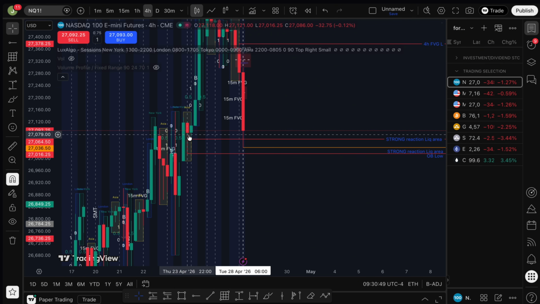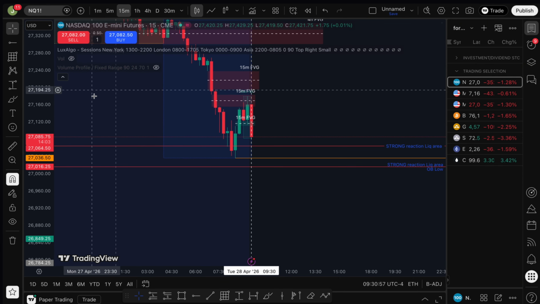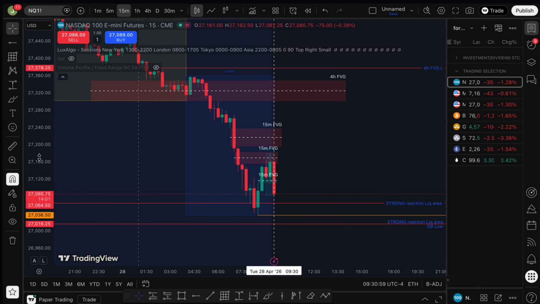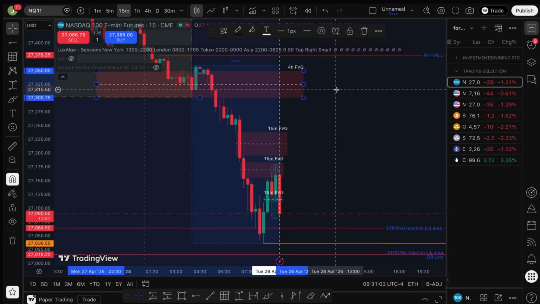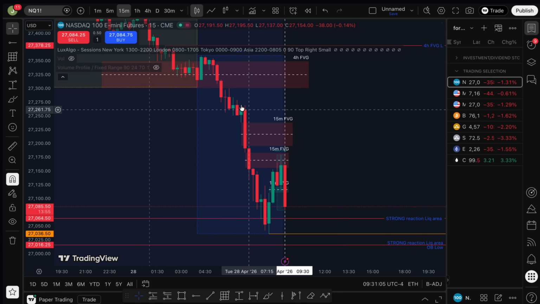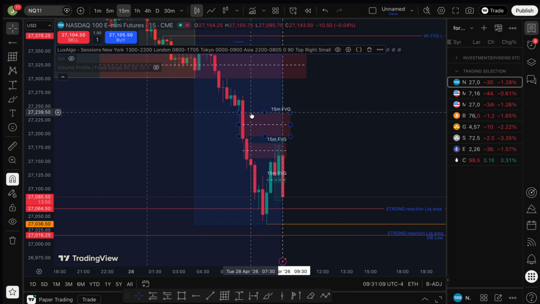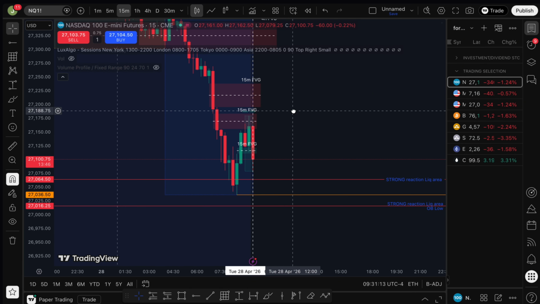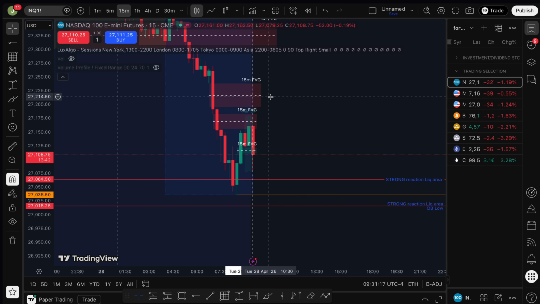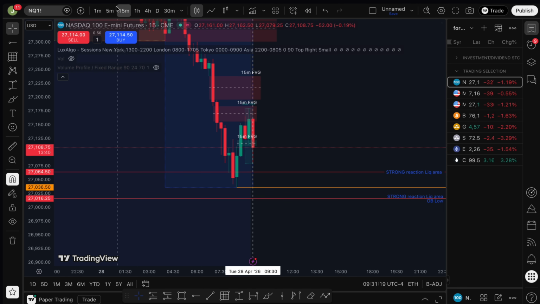So if we go into the 15-minute right here, we do have a lot of 15 minutes stacked up on each other. Just look at that, a lot of 15 stacked up on 15, another 15 gap, a little bit of 15 gap. This is the area I think we're gonna go. I think we're just gonna go to 15 right there.